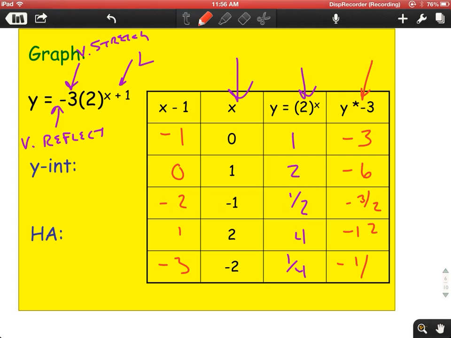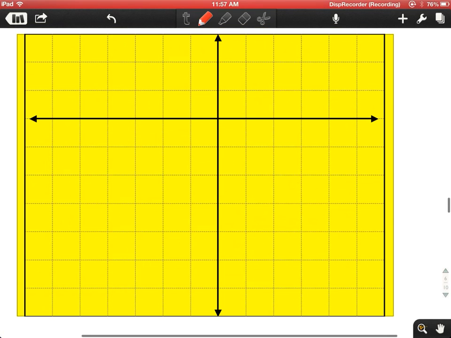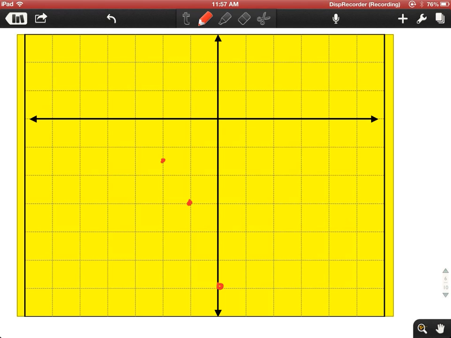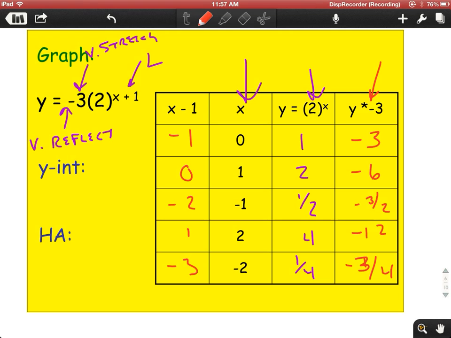Some of these values, of course, will not fit onto our graph. And let's see if we can figure out where the y-intercept went and where the horizontal asymptote went. So we've got -1, -3, we have 0, -6. So right away I've got my y-intercept there, -2, -1.5, and -3, and -3/4. So hopefully we can see that the horizontal asymptote is still at y equals 0. The y-intercept is at 0, -6.